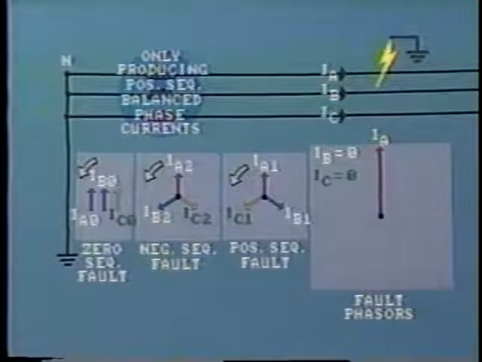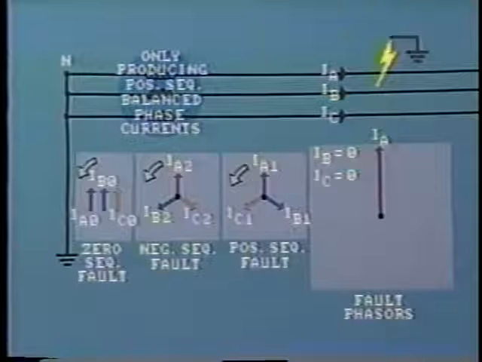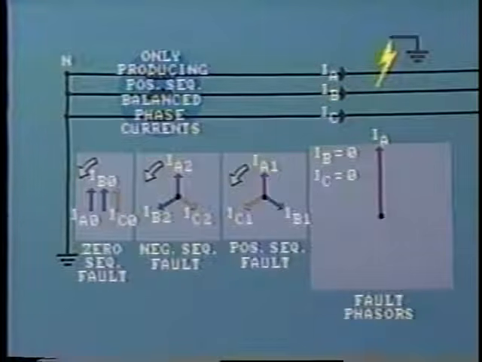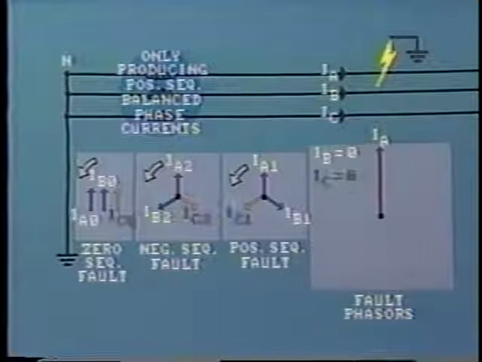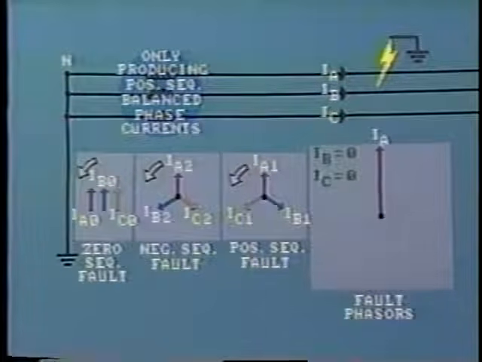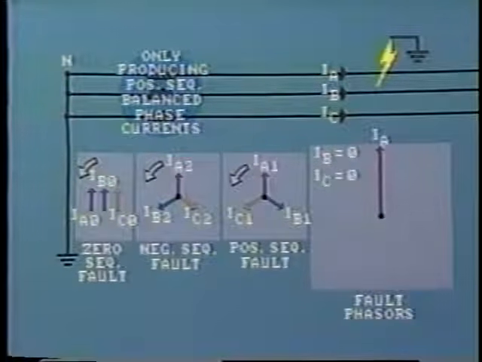Similarly with line C, IC1 plus IC2 plus IC0 equals 0. This is what we should expect. There is a heavy flow of current in the grounded line, but there is zero current flowing in the uninvolved phases. Remember that we are assuming load to be 0.